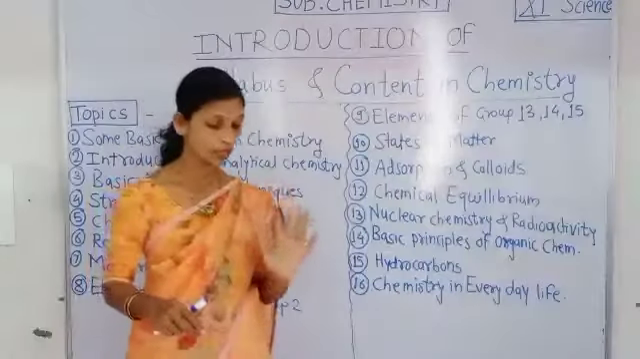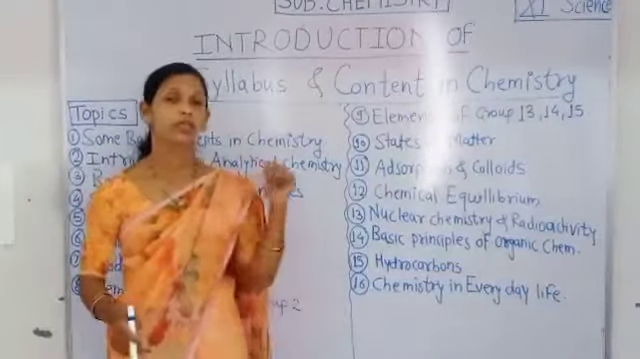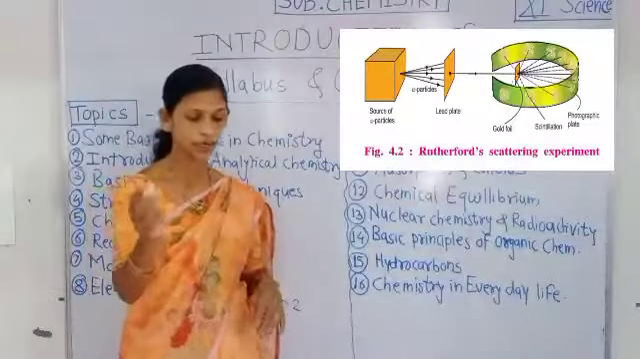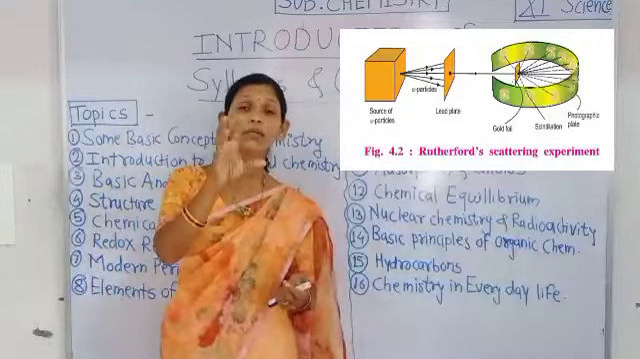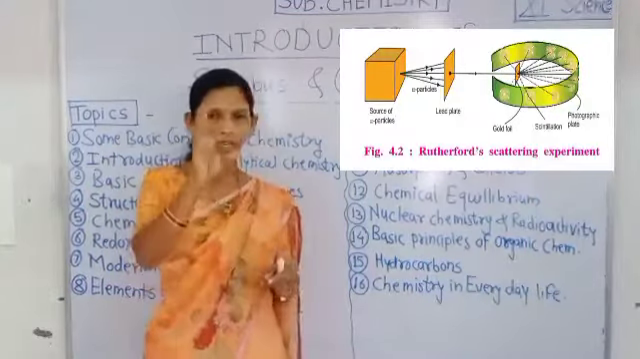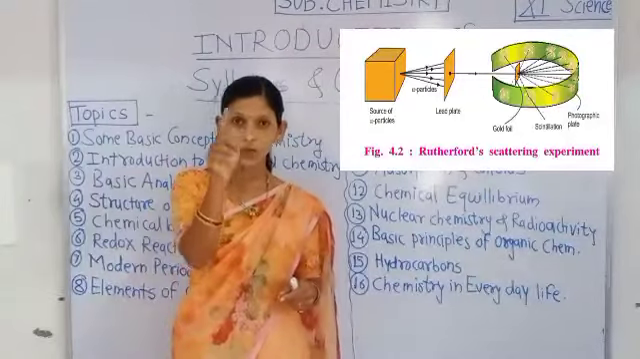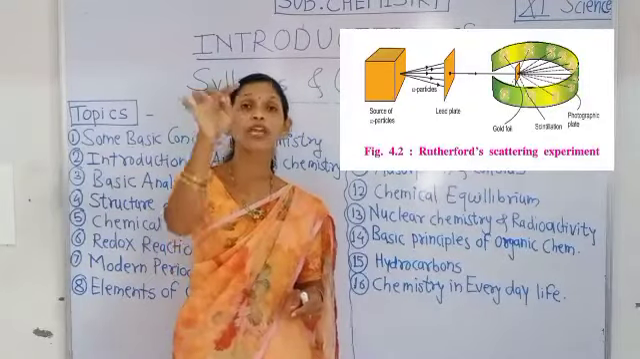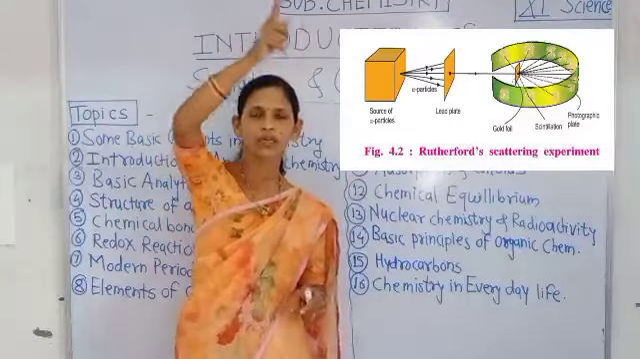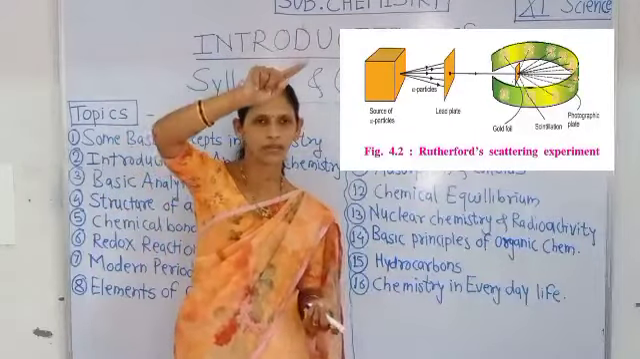Then in chapter number 4, see here the structure of atom. All of you studied about that structure of atom. Atom is like a solar system, that is, at the middle nucleus is there, in which protons and neutrons are there, and around that electrons are revolving in a circular path.